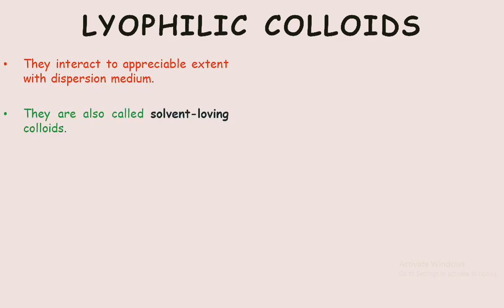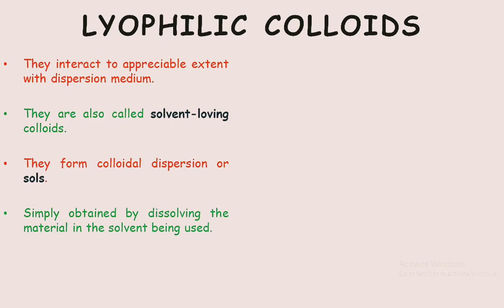First one is lyophilic colloid. This system contains colloidal particles that interact to an appreciable extent with the dispersion medium. They are also known as solvent-loving colloids. Owing to their affinity for the dispersion medium, such materials form colloidal dispersions or sols. These are usually obtained simply by dissolving the material in the solvent being used. It must be noted that a material which forms a lyophilic colloid system in one liquid, for example water, may not do so in another liquid, for example benzene.